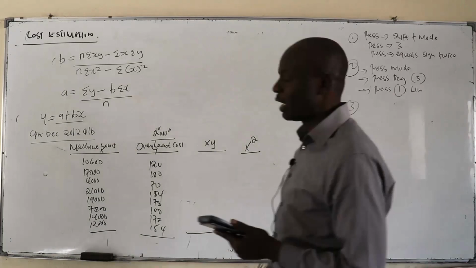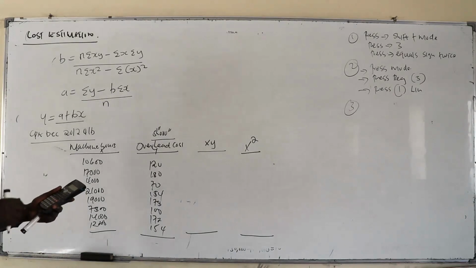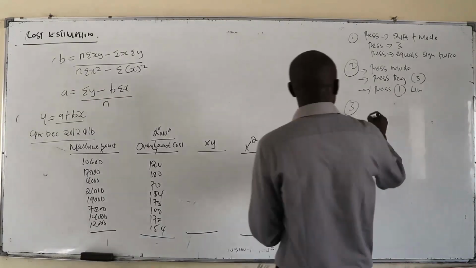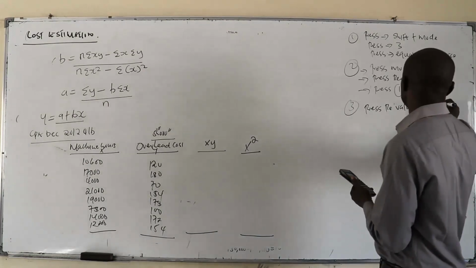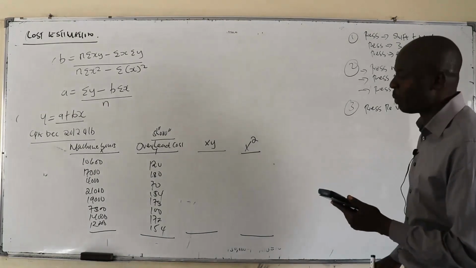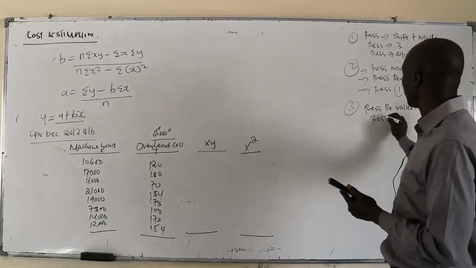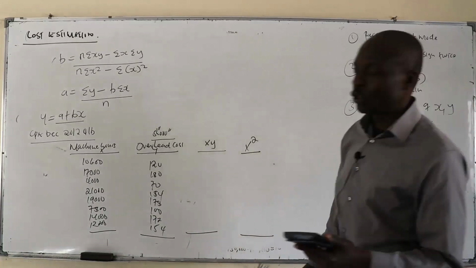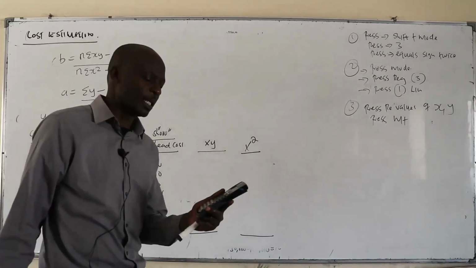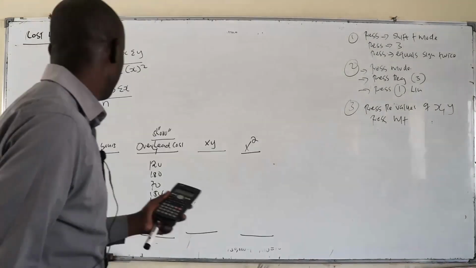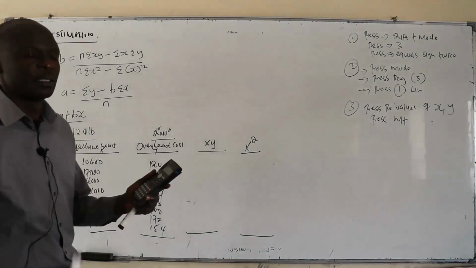So you start with the values of x. Like in our case, we're going to press 10,600. You press the values of x, comma y, and you press M plus. There is a comma on your calculator just before the button of M plus. Then you press the value of y, which is 120, and then you press M plus.